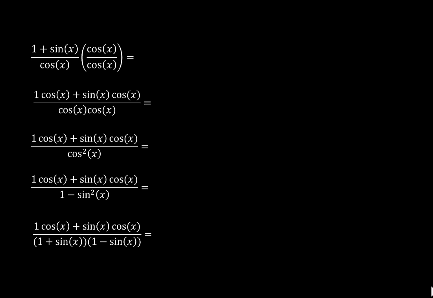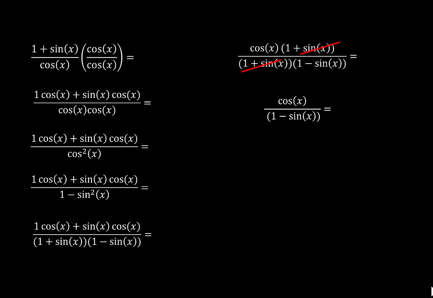This looks pretty good. I can see now I have a 1 minus sine x, which is close to what I want in my final step. But I need to get rid of the 1 plus sine x in the denominator. So let's take a look at the numerator and see if we can make it any smaller. I notice that I have a cosine x in both of my terms. Let's factor that out, which gives me cosine x times 1 plus sine x in the numerator. Now I have a factor of 1 plus sine x in both the numerator and denominator that I can cancel out. Now we're super close to being done.